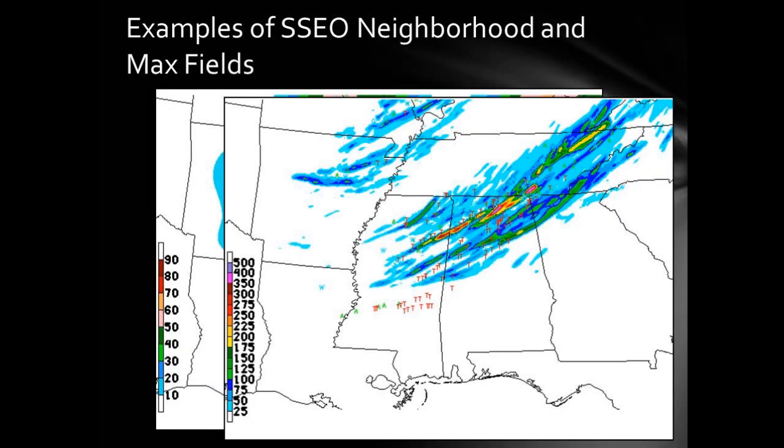This is from what SPC has, and this is the big April 27th outbreak from a few years ago. And on here is just one of these neighborhood approaches, and this is just the probability of updraft helicity greater than 25, basically, within 40 kilometers of a point. And what it really highlighted in this case was a high probability of supercells in that area, and obviously you can see where the reports were.